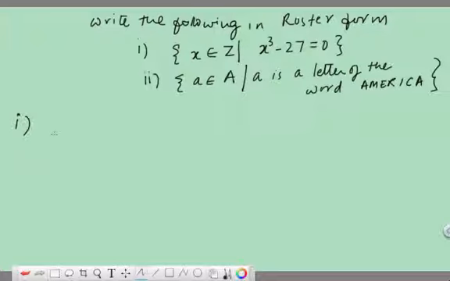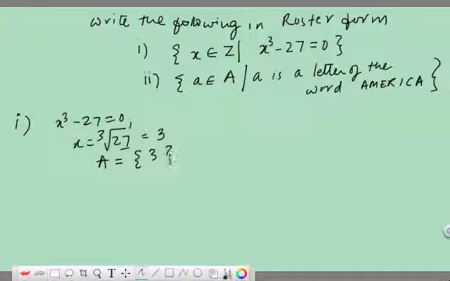We are given two sets in the form of set builder notation, and we are asked to convert them into roster form. The first one is x belongs to Z, which is integers, such that x cube minus 27 equal to 0. So x cube minus 27 equal to 0 means x equal to cube root of 27, and we know that that is equal to 3. So here the set can be represented as A equal to {3}.